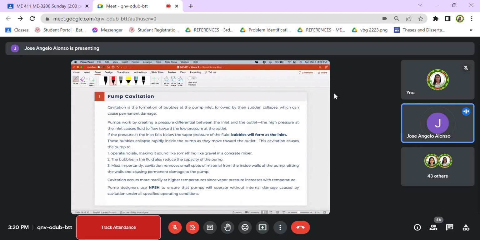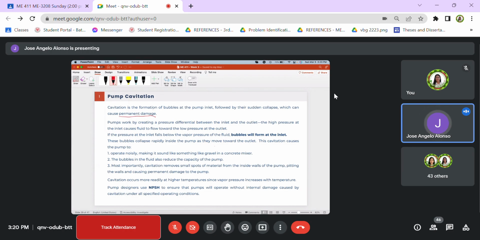Let me read it first, then i-define natin para mas madali. So pump cavitation is the formation ng bubbles at the pump inlet followed by the sudden collapse which can cause permanent damage. So let's just highlight here the term permanent damage. So may issue daw si pump cavitation na nakaka-damage pa sa ating pump.